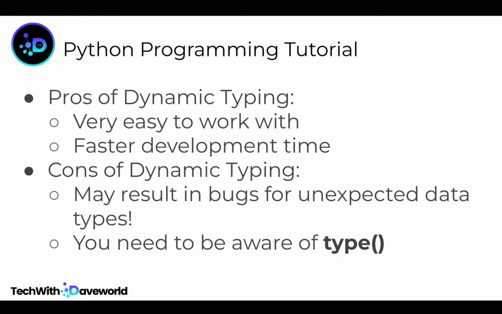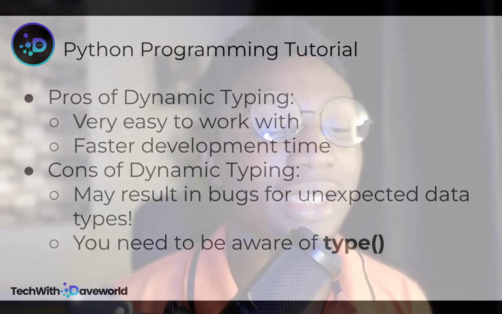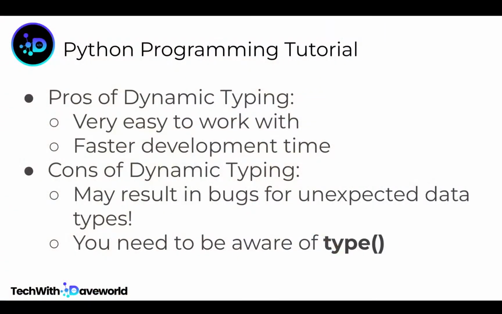For example, if you are asking a user to enter their name, you can say name is equal to input("Enter your name"), and the user enters 1. You already know that's an error because we are expecting a string, but the user is inputting an integer. So it can result in bugs for unexpected types.